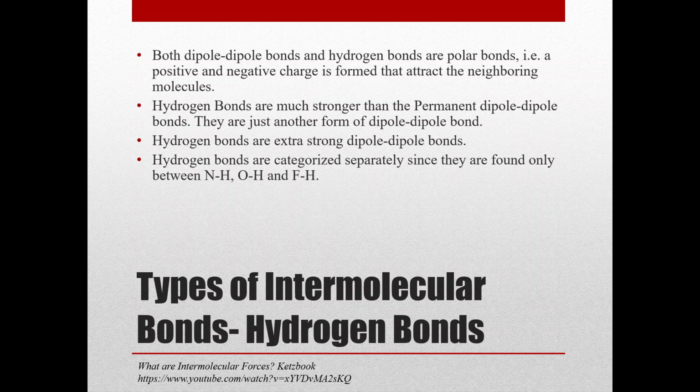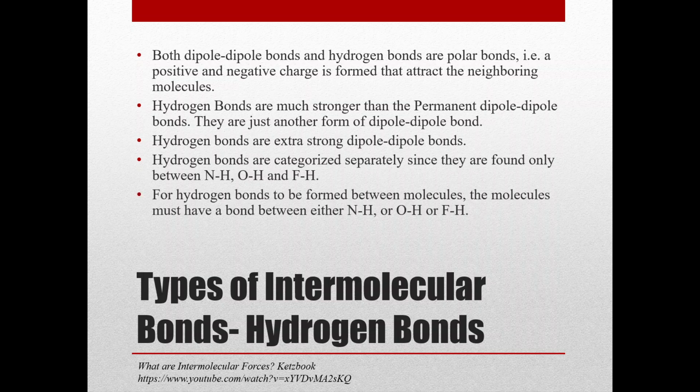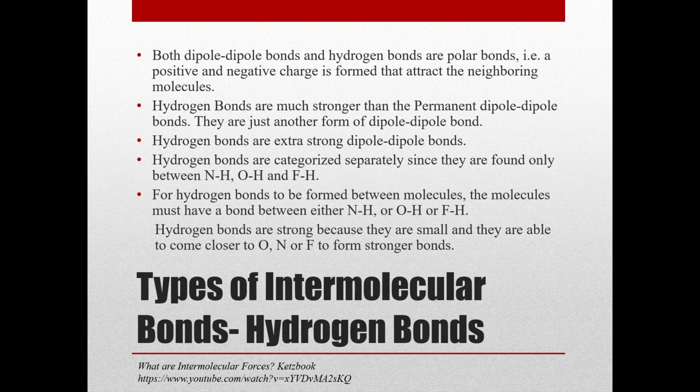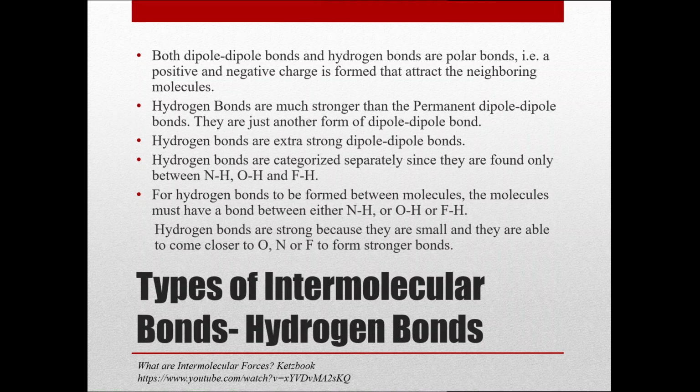So hydrogen bonds are categorized separately since they are found only between NH, OH, and FH. So if in a molecular chain one finds these atoms NH, OH, or FH, then one can be sure that there will be some kind of hydrogen bonding between the molecular chains. For hydrogen bonds to be formed between molecules, the molecules must have a bond between either NH, OH, or FH. So hydrogen bonds are strong because they are small. Since the hydrogen atom is small, the bonds that they form are quite strong, and they are able to come closer to O, N, or F to form stronger bonds.